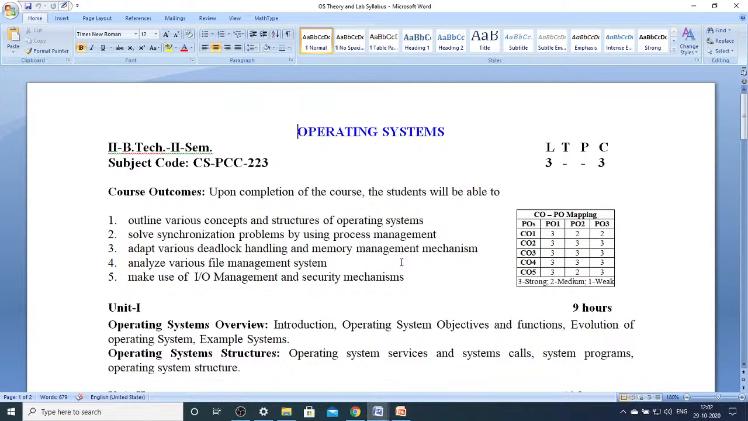And coming to the unit wise classification, the first 6 questions will be from the first 3 units. That means the first 2 questions will be from unit 1, the next 2 questions from unit 2, the next 2 questions from unit 3, and from unit 4 only one single question. Likewise, from unit 5 also one single question. That means if you are thorough with the first 3 units, you can definitely attempt 5 questions.